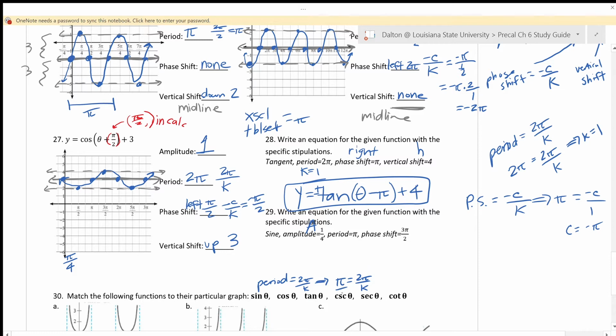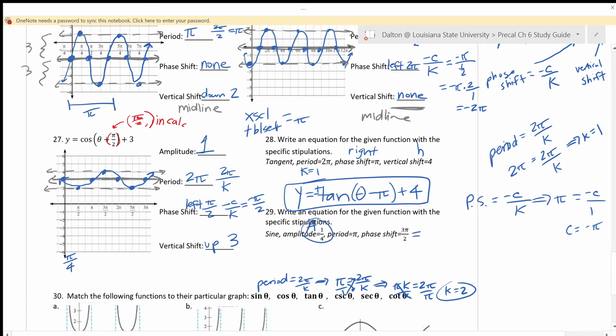Or if you need to go through the cross multiplication, then you get pi k is equal to 2 pi. Divide both sides by pi, and then you get k is equal to 2. So there's your other variable. So we already have a, we have k. And then for phase shift, we know that it's 3 pi over 2, right? So again, phase shift is found, I'm just going to go ahead and write it on here.